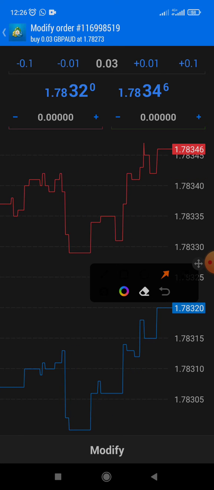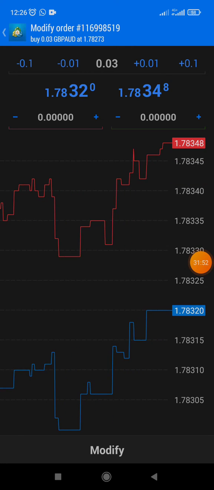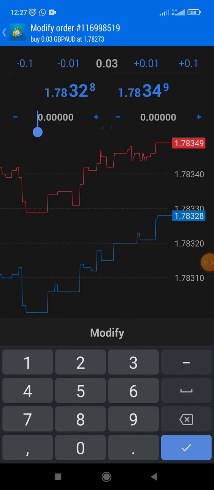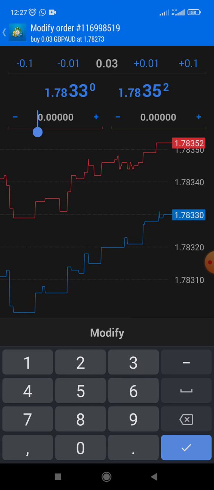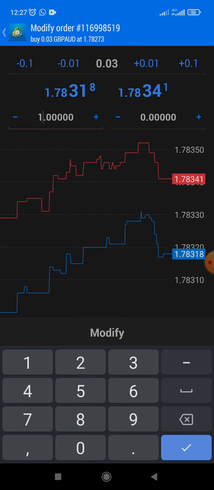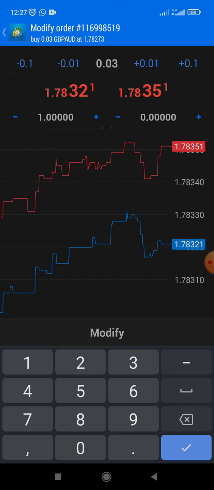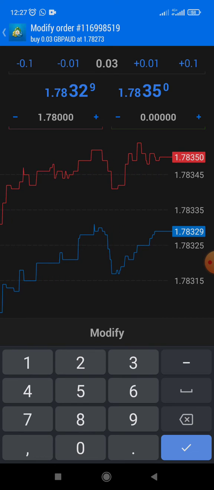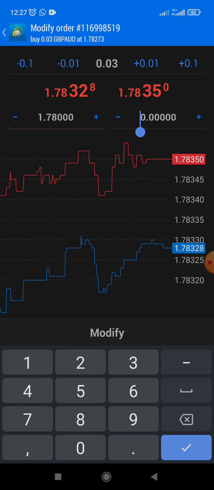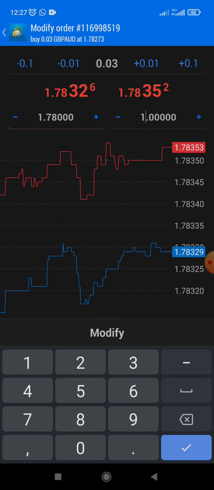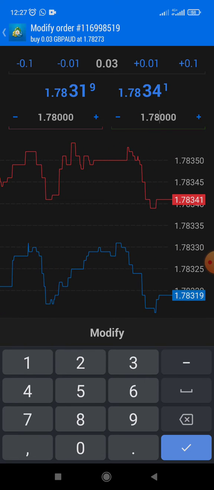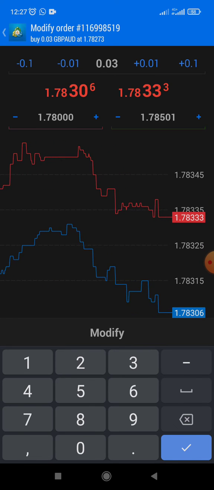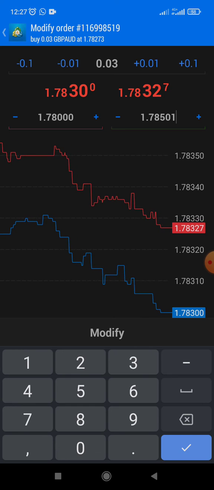So what is your stop loss? If you have your stop loss, you will enter your stop loss now. So let's assume our stop loss is, I'm just randomly choosing a stop loss. Let's say we are buying, so 1.78000. Let's say this is our stop loss. What of our take profits? Let's randomly say our take profit is 1.78501.